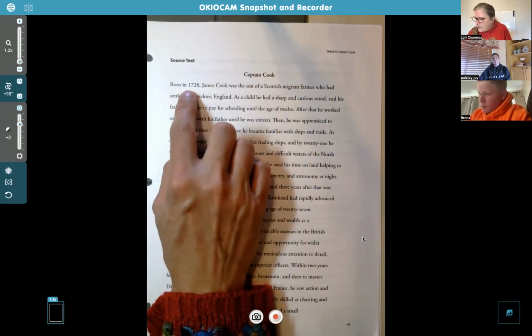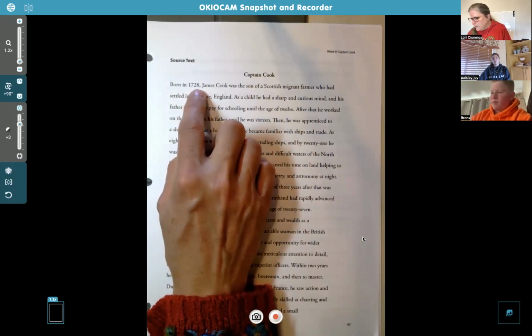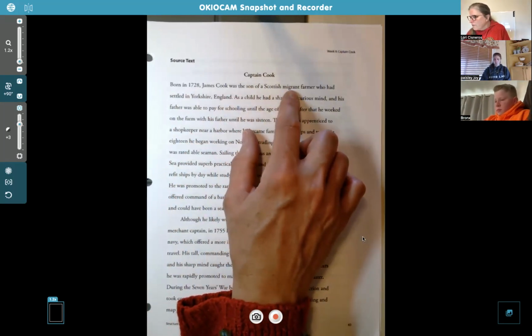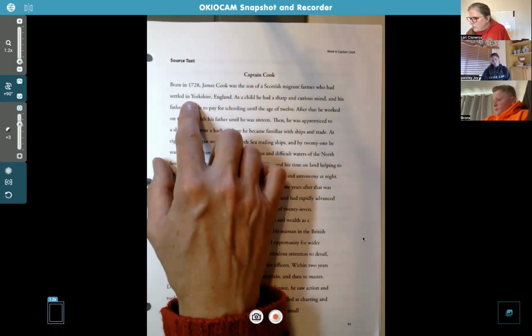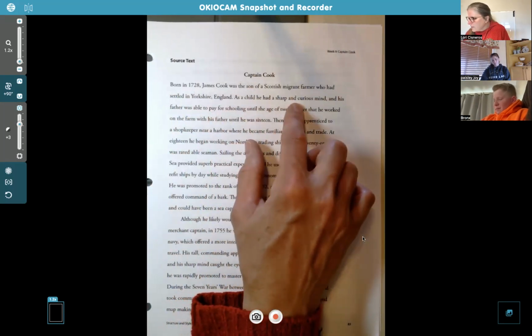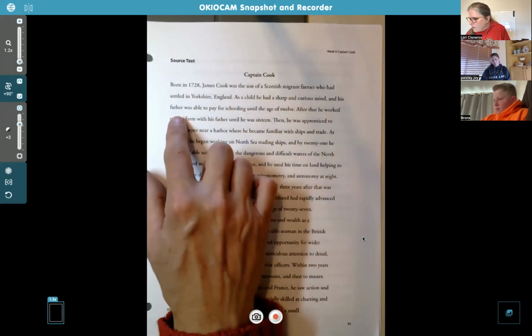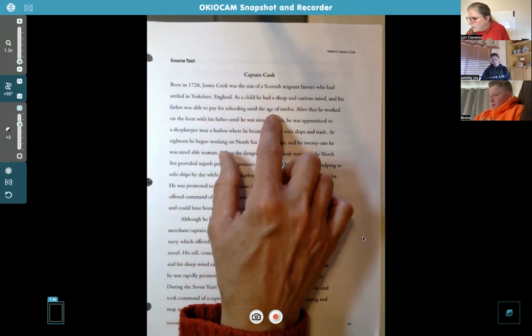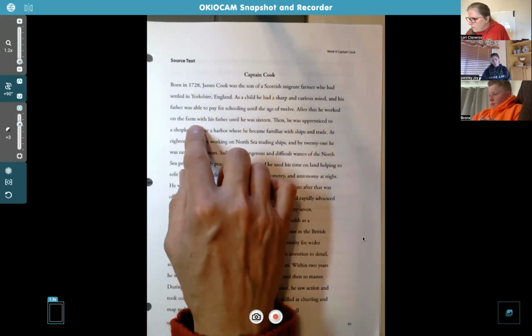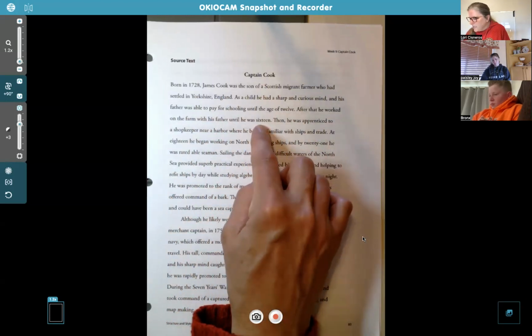Born in 1728, James Cook was the son of a Scottish migrant farmer who had settled in Yorkshire, England. As a child, he had a sharp and curious mind, and his father was able to pay for schooling until the age of 12. After that, he worked on the farm with his father until he was 16.